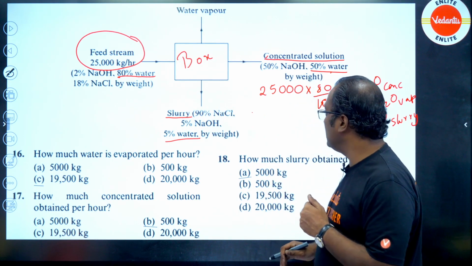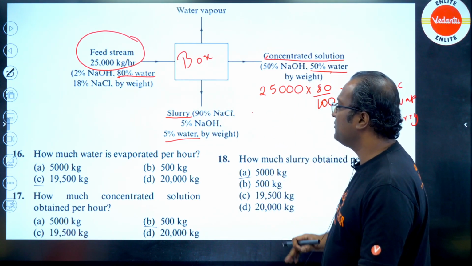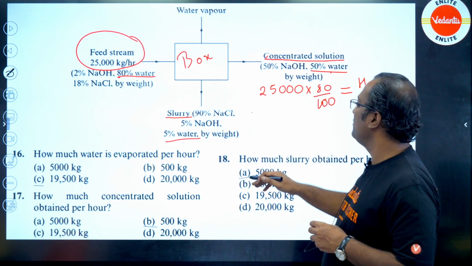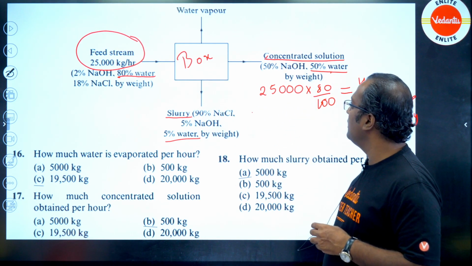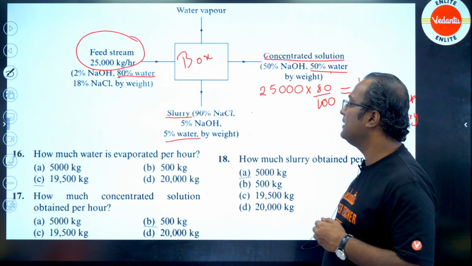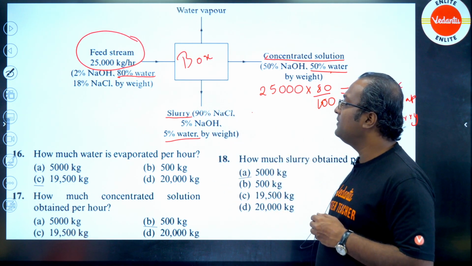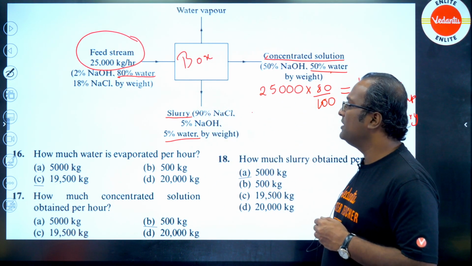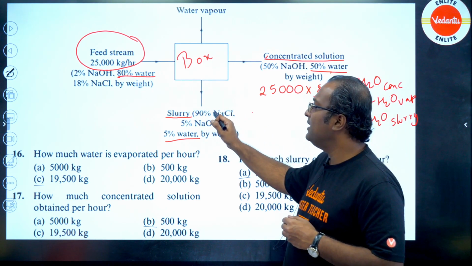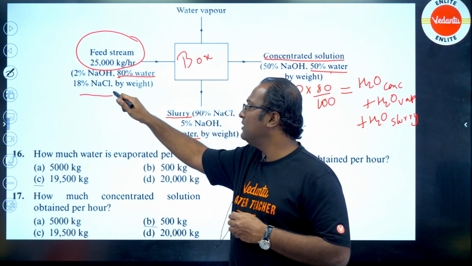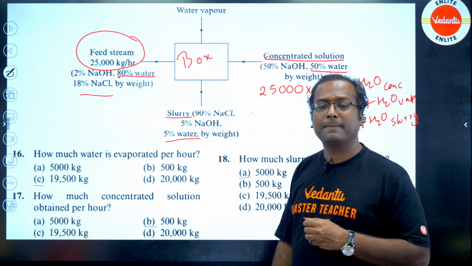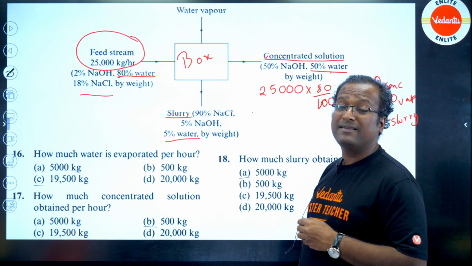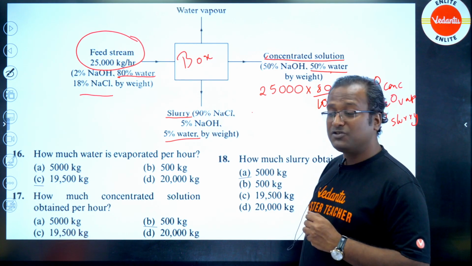So let's first identify which component we should talk about. Water was present in all four of them, so I'm not interested in mass balancing on water in the beginning. Then we have NaOH and NaCl. NaOH is present in three streams, so not too interested in NaOH. NaCl is present in only two streams, one the feed stream, one the slurry. Mass balance on NaCl should work, right? Because it's only present in one stream as inlet and one stream as outlet.